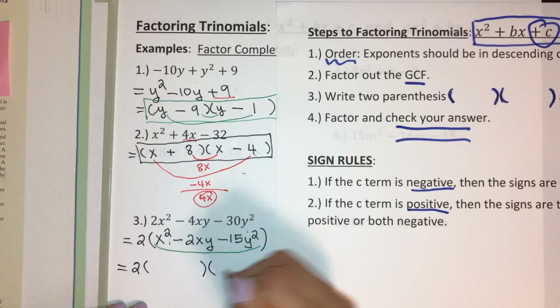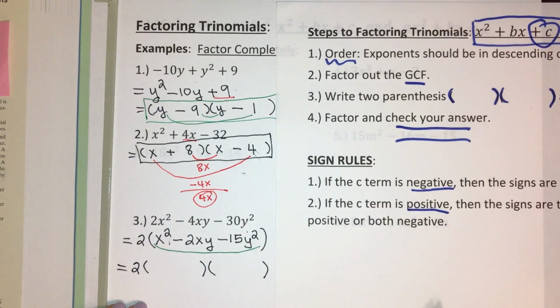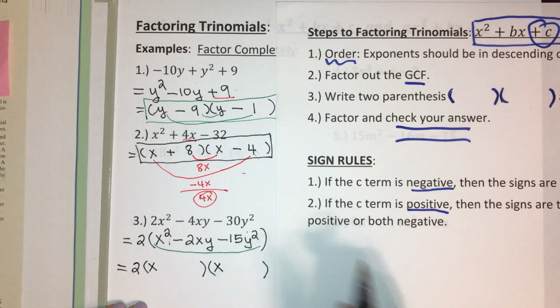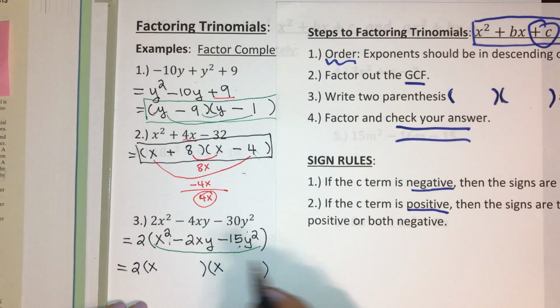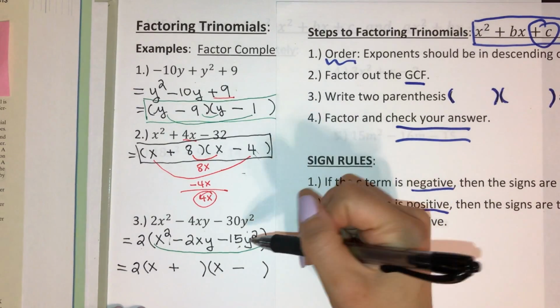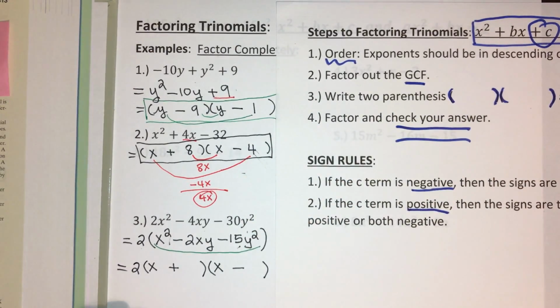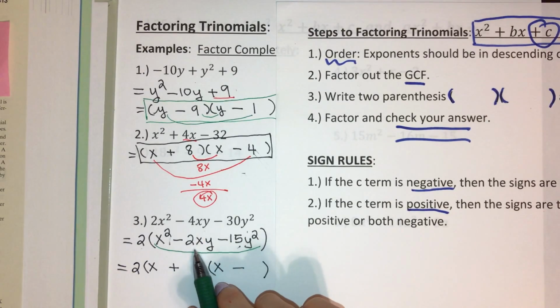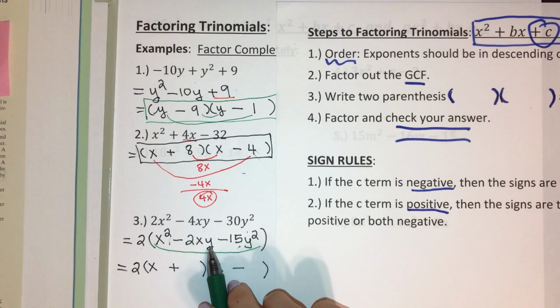So at this point, we write 2 parentheses. To get x squared, you need to write x times x. The last term is negative, so we need to have opposite signs. And then I need factors of 15, so that when you subtract, you get negative 2xy.